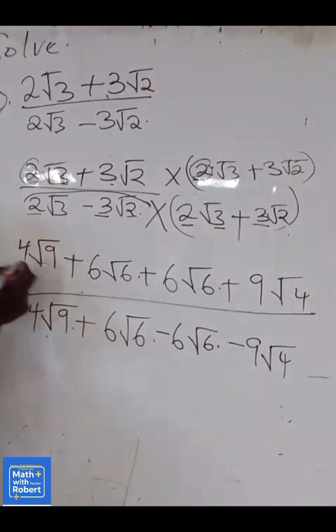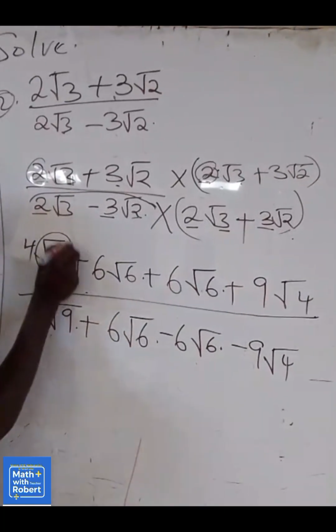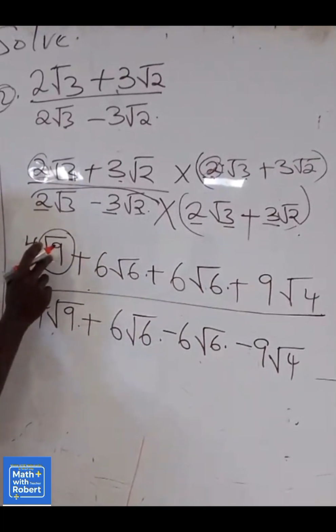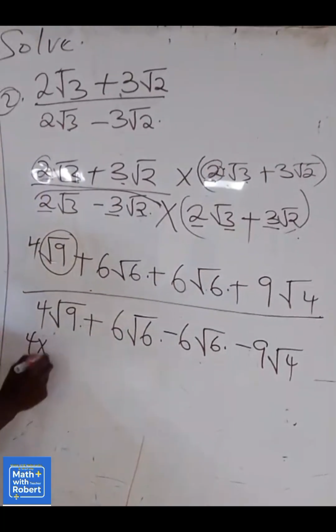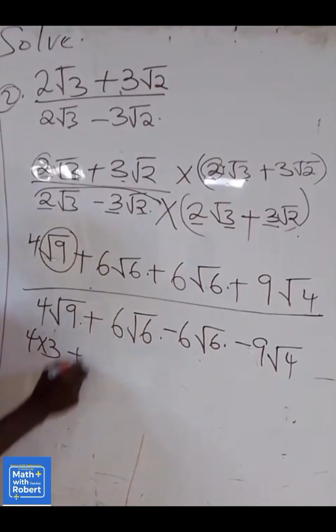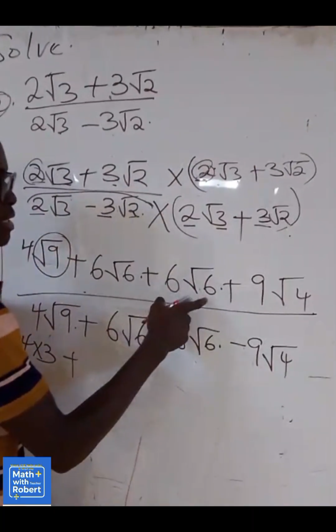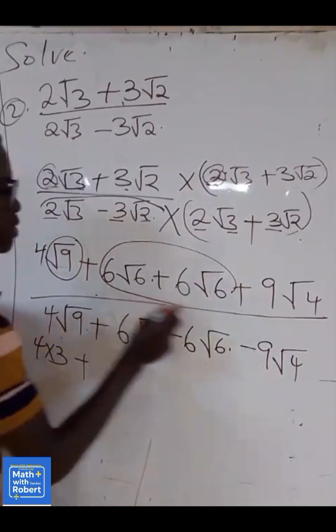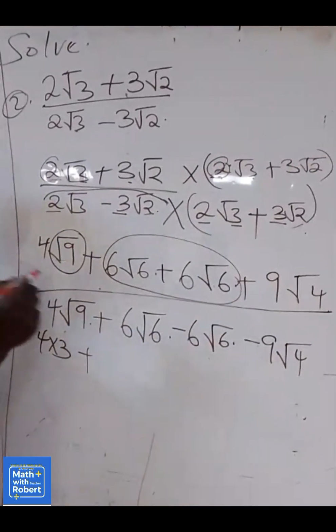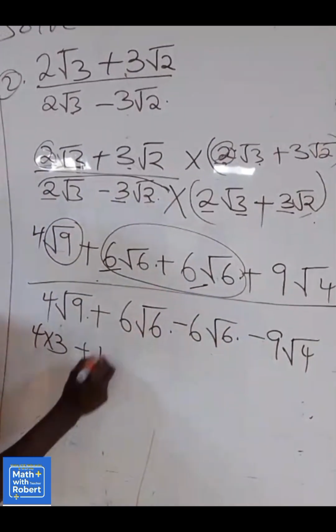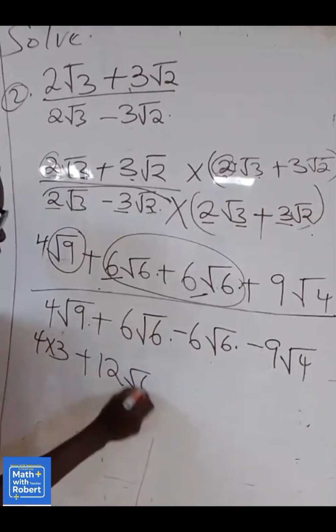Then we cancel. So surd 9, because the square root of 9 is 3, we will replace this one with 3. That is 4 times 3 plus, here we have surd 6 plus 6 surd 6. So this is addition of surds. So we will say 6 plus 6, that is 12 surd 6.